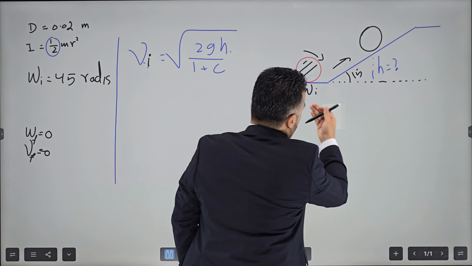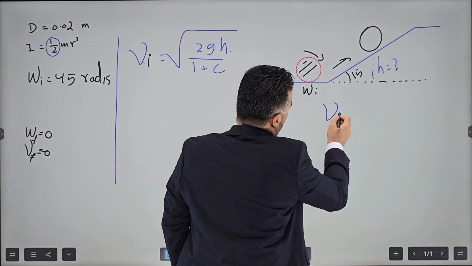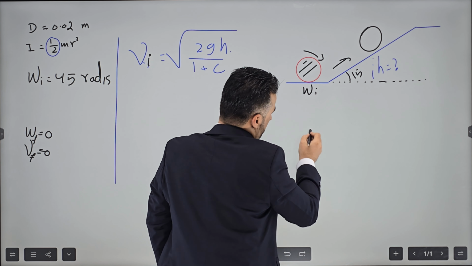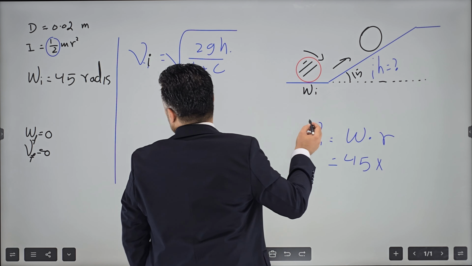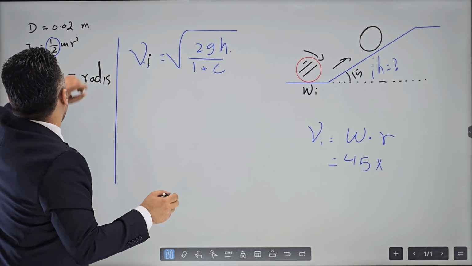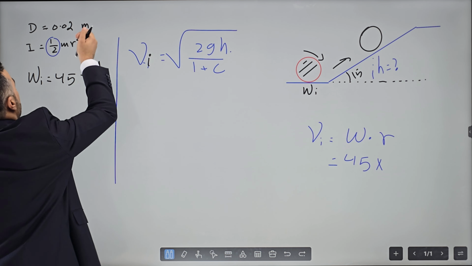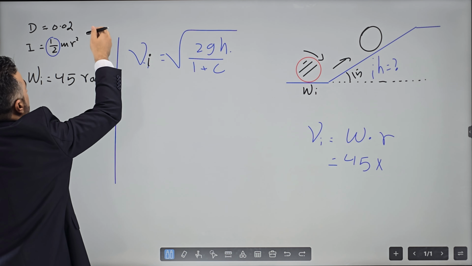We know that translational speed is equal to omega times the radius here. So omega is 45 times the radius. But do I have the radius? The answer is no. But what I have instead is the diameter. So what is the diameter? It is 0.02. How can I convert the diameter into radius? Just divide by 2, yes?